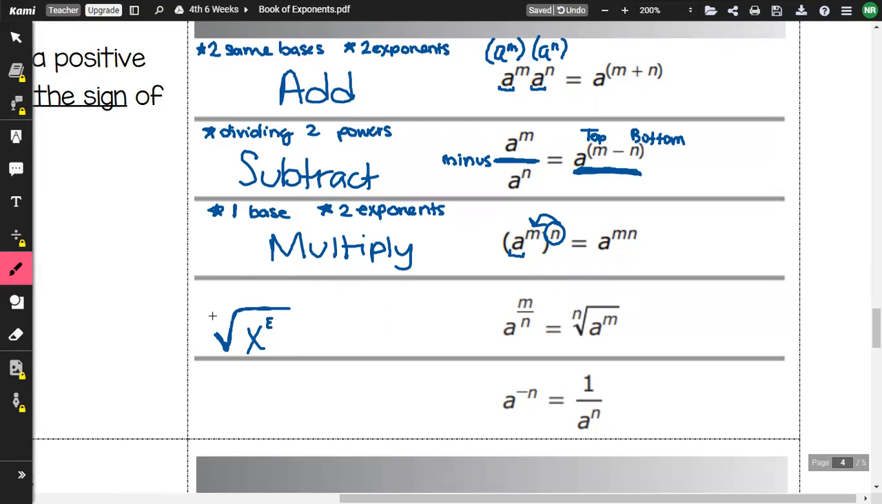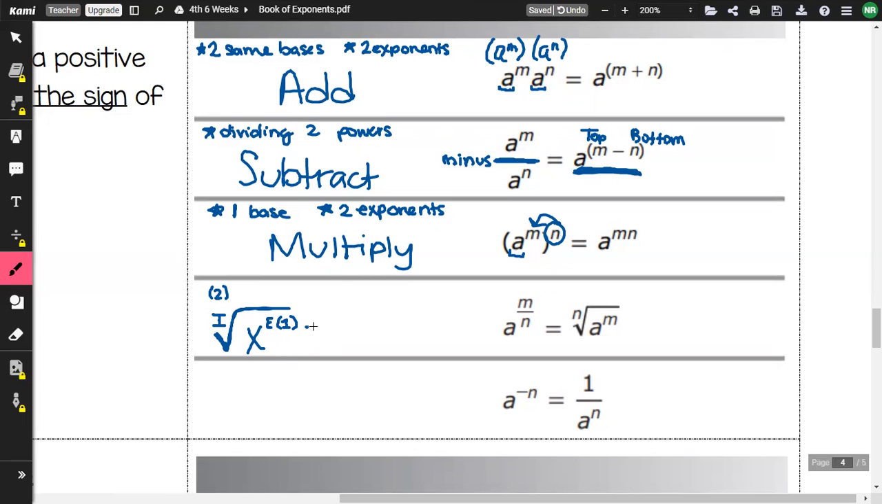What's the name of the number out here? The index. If you don't have a number in this spot, what do you put? A 2. You could put a 2 in parentheses here, and you could put a 1 in parentheses. That way, you know, if there's no number in this spot, you put a 2. If there's no number in this spot, you put a 1.